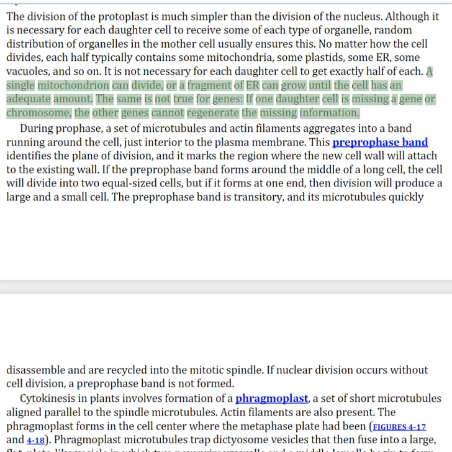A single mitochondrion can divide, or a fragment of one can grow until the cell has an adequate amount. The same is not true for genes. If one daughter cell is missing a gene or chromosome, the other genes cannot regenerate the missing information.